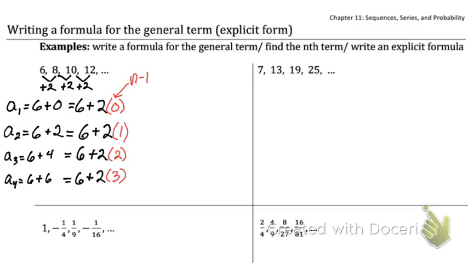So our generic formula is going to be a sub n equals 6 plus 2 times n minus 1. I am not going to simplify this right now. We're going to simplify it on Monday, and it has to be in the simplified form on Monday. But for today, I just want us to come up with this.